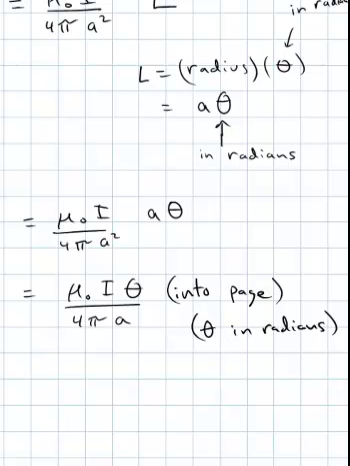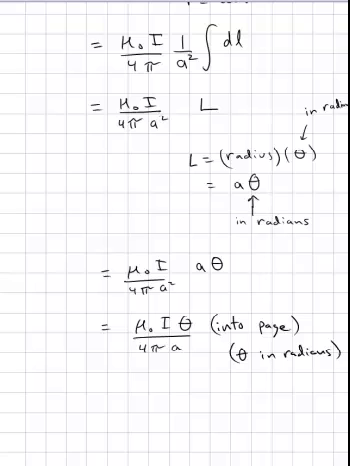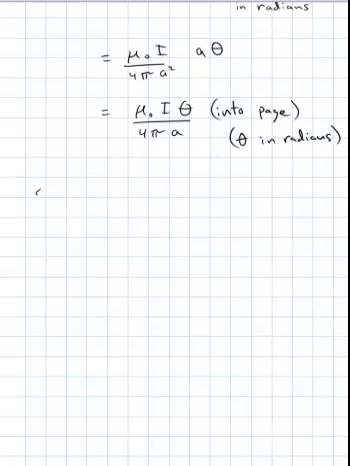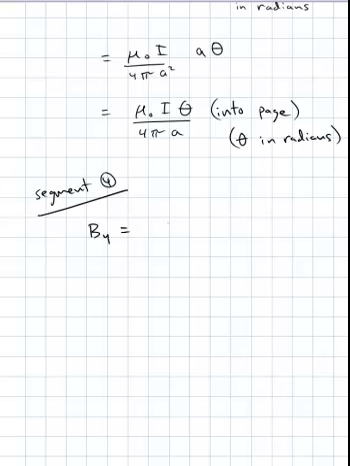Now we have one segment left. It's identical to this segment, so I'm just going to write the answer here. And that's mu naught I theta over 4 pi b, and that's going to be coming out of the page.